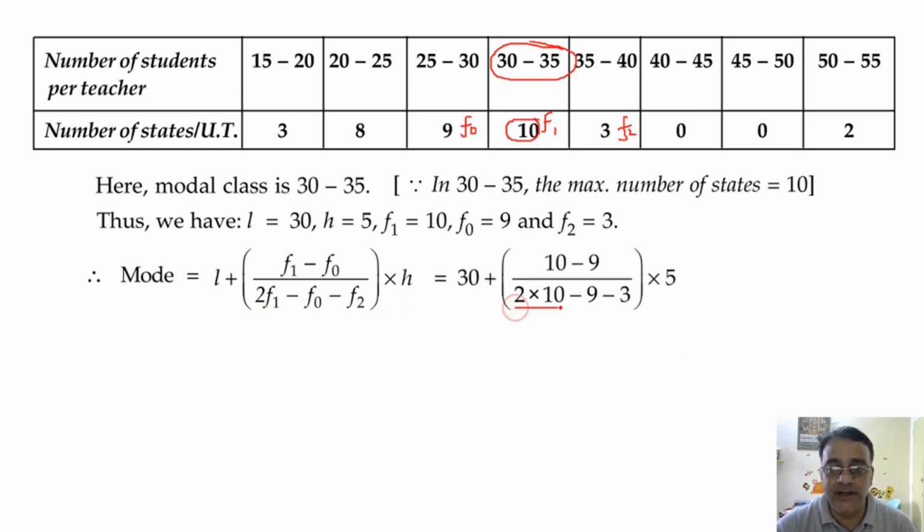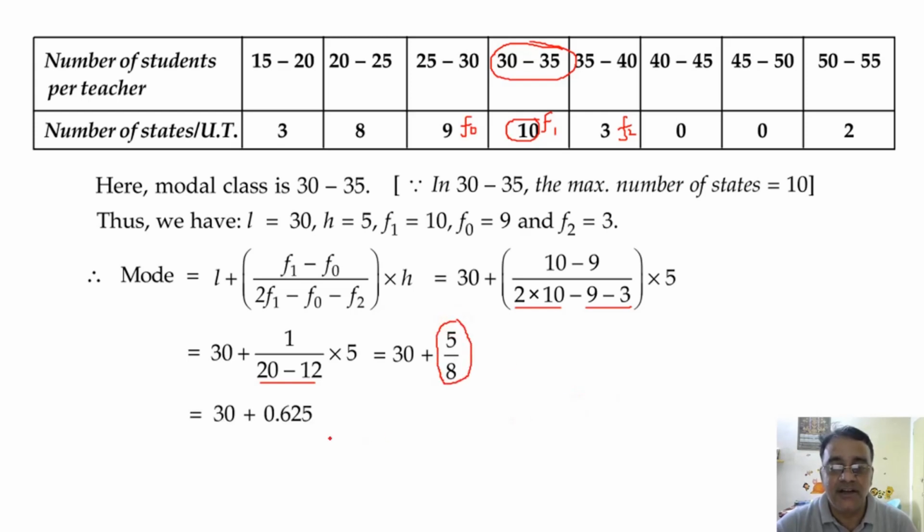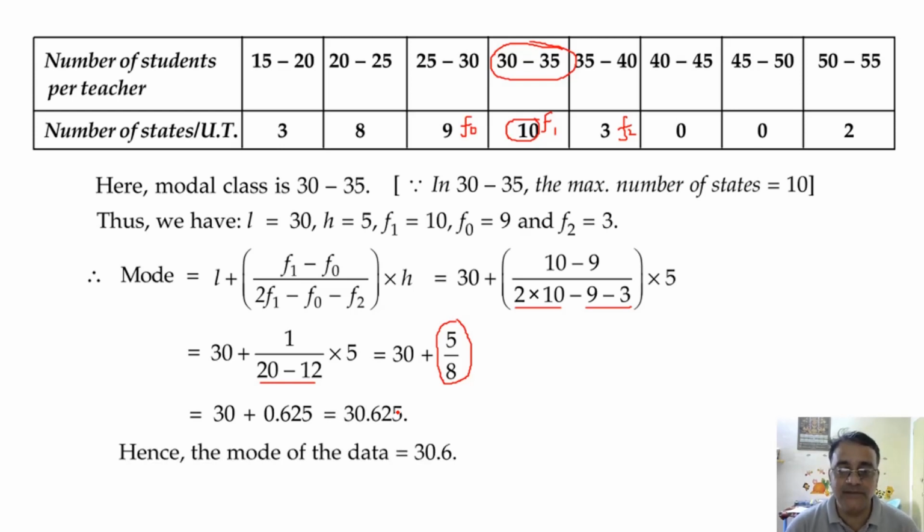So this will become 20 minus 12. The numerator will become 1. Okay. This will become 8. So 30 plus 5 by 8. 5 by 8, if you solve, you will get 30 plus 0.625. So the final answer is 30.625. Hence the mode of the data is 30.6 approximately. Round up to one place, because in NCERT this answer is given. Otherwise, if you want to round up to 3 places, 30.63. Any doubt in this mode?